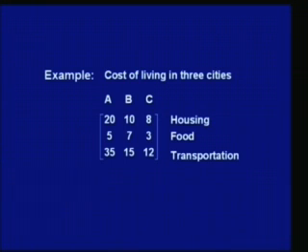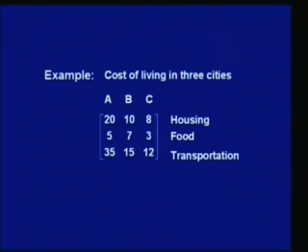Similarly, the third row represents the transportation cost in 3 different cities A, B and C. 35 is the transportation cost in city A, 15 is the transportation cost in city B and 12 is the transportation cost in city C. So, rows represent different costs, housing, food and transportation, and columns represent cities. The first column represents 3 costs, housing, food and transportation in city A. The second column represents housing, food and transportation cost in city B, and the third column represents housing, food and transportation cost in city C.